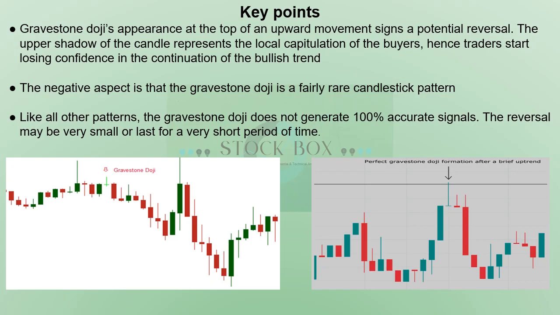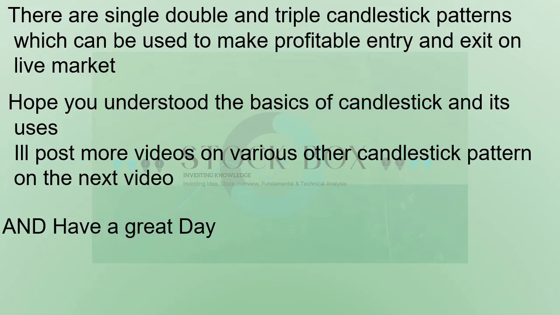On the below two live market charts, one chart has a prominent reversal from a bullish momentum. But on the other one, you can see there is not exactly a resistance at that point of the chart, so it took a consolidation before moving down. There are single, double and triple candlestick patterns which can be used to make a profitable entry and exit in the live market. And yes, hope you understood the basics of candlesticks and their uses.